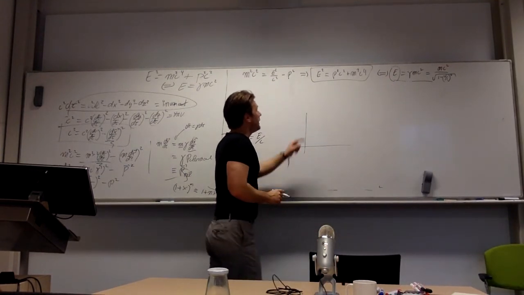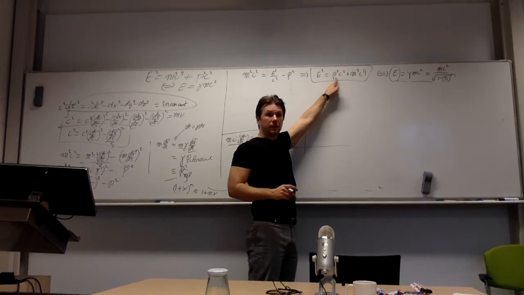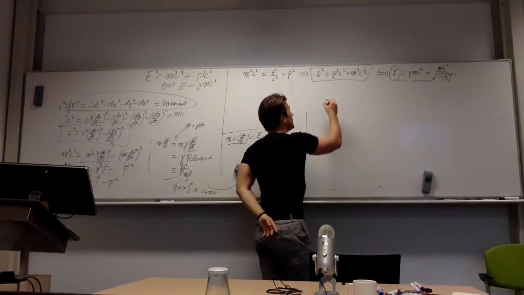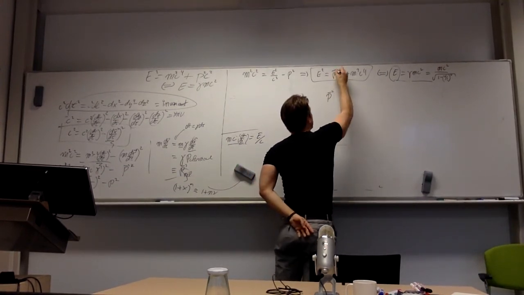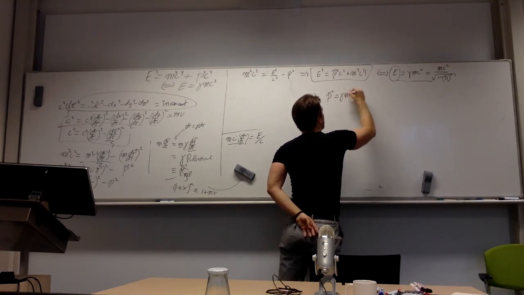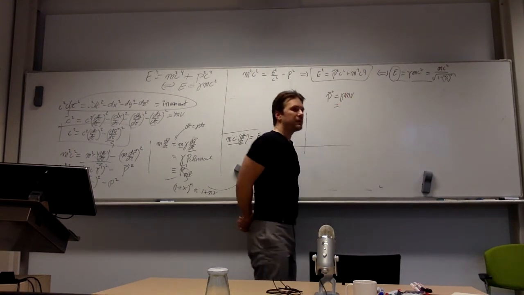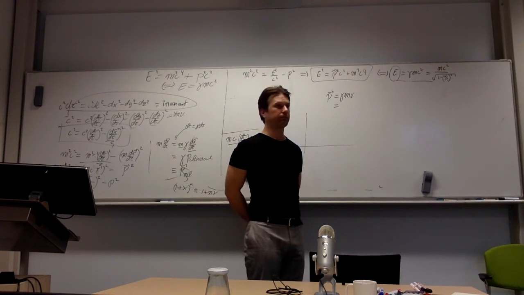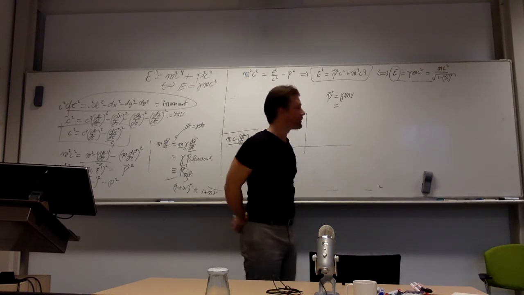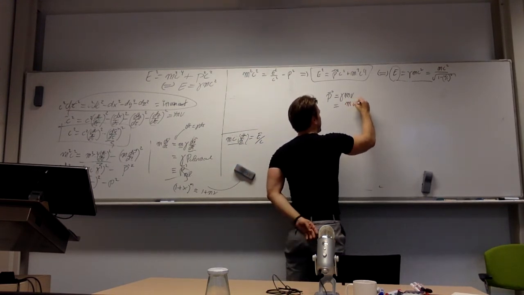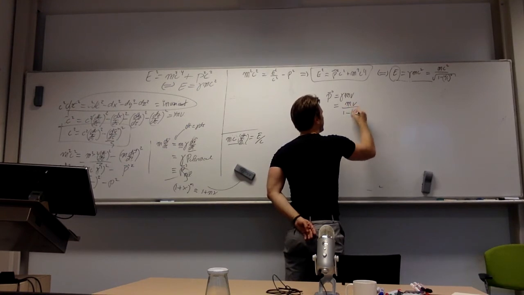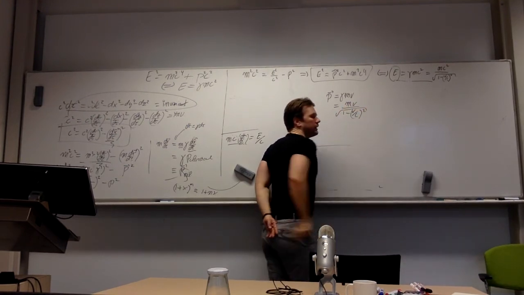Now, in very much the same way, let's talk about momentum for a moment. This relativistic momentum we saw was defined as gamma times the classical momentum. Or, if you want, it looks like this.